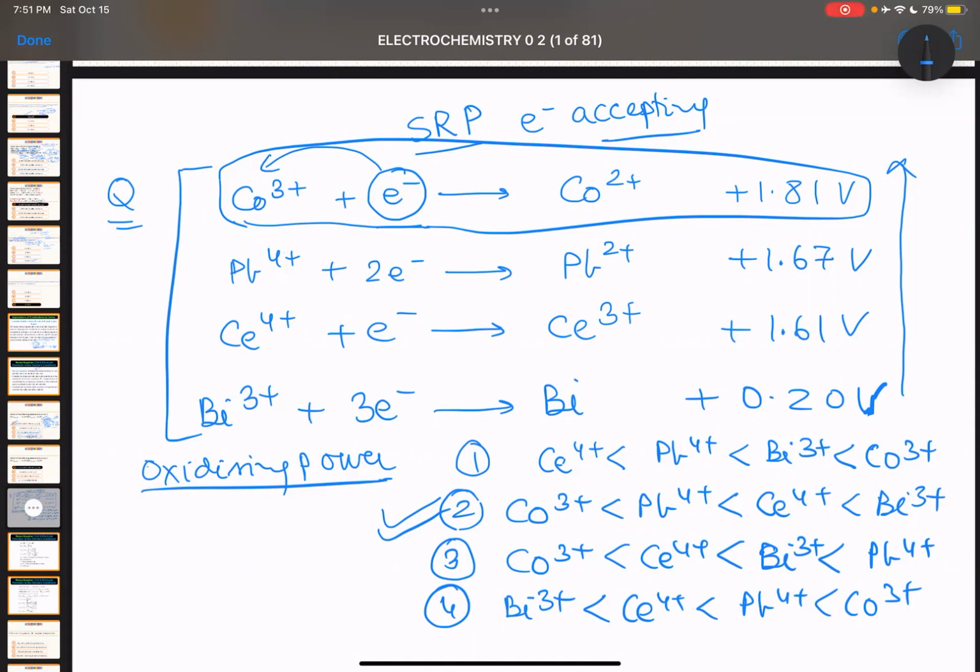So it can bring in the oxidation. It can make some other substance lose electrons. Why? Because it itself wants to gain electrons. So it can bring in the oxidation of any other substance most readily, because it itself has the highest tendency to accept electrons. Is it clear? So cobalt 3 plus is going to be the strongest oxidizing agent.